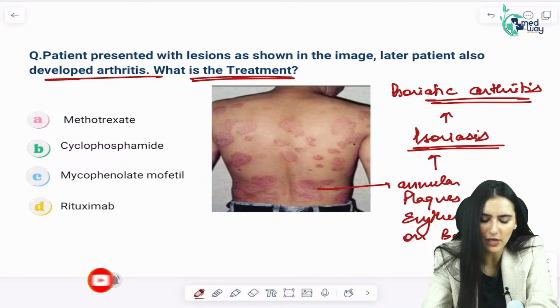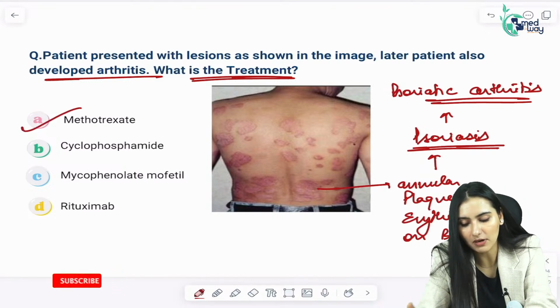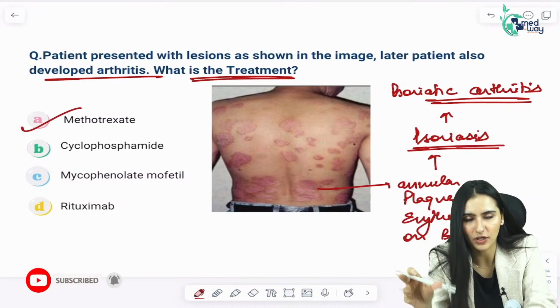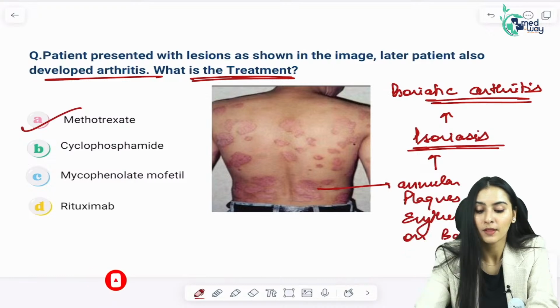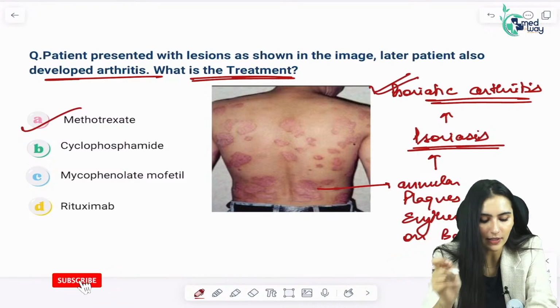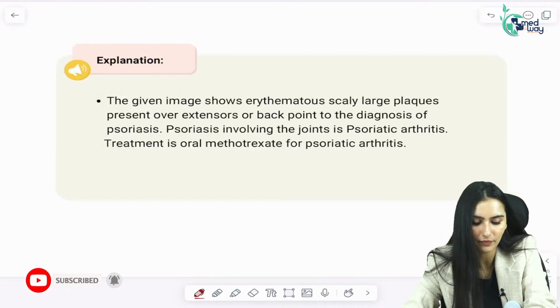The drug of choice for psoriatic arthritis is methotrexate. You need to remember this. You need to remember a couple of drugs of choice in dermatology as a subject. There are very few that will be asked. Psoriatic arthritis has the most probability of being asked. So, the drug of choice for psoriatic arthritis is methotrexate. Okay? Next question.